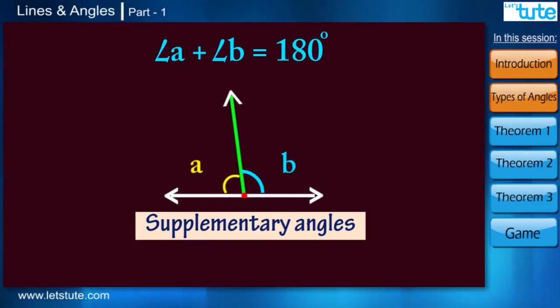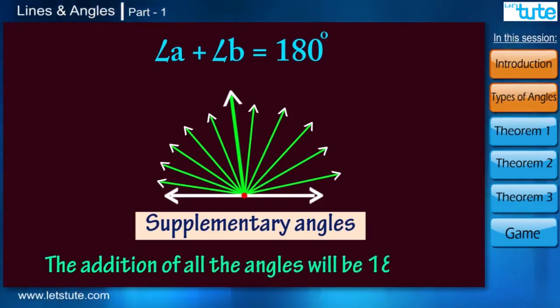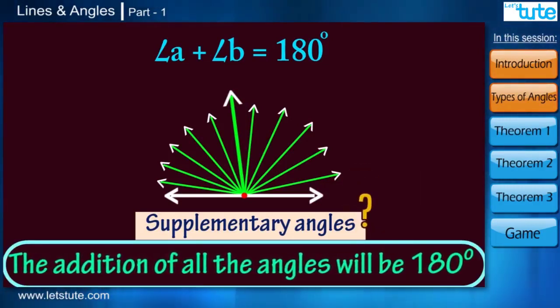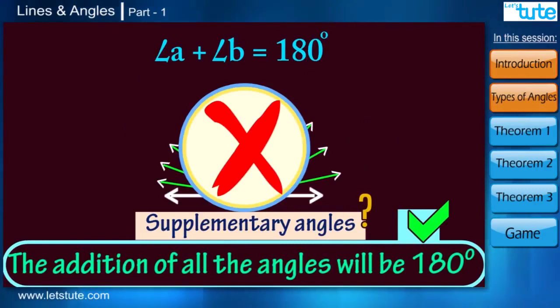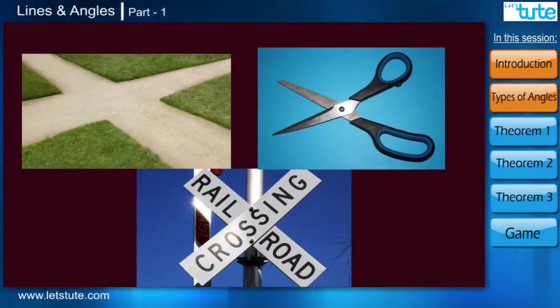What if there are various lines because of which various angles are formed? Well then, all the addition of the angles will be 180 degrees, and will we call all these angles supplementary angles? The addition of all the angles will be 180 degrees. But all of these angles together, we will not call them supplementary angles. Let's see few of these day-to-day images.